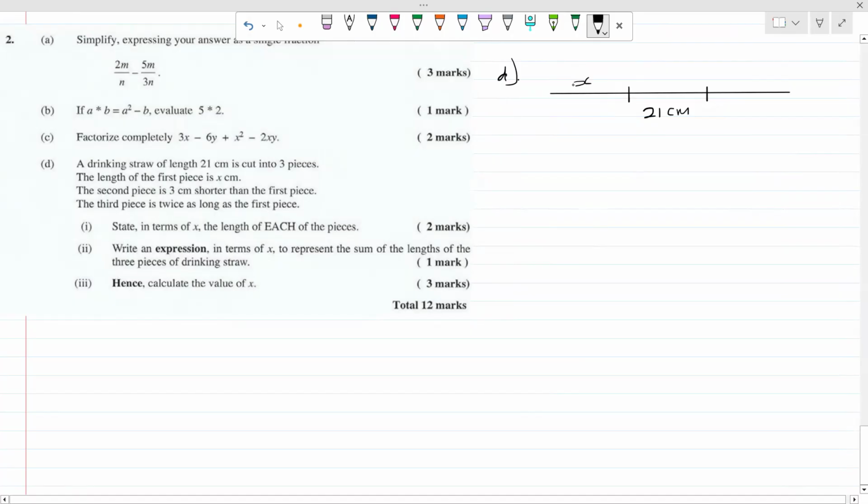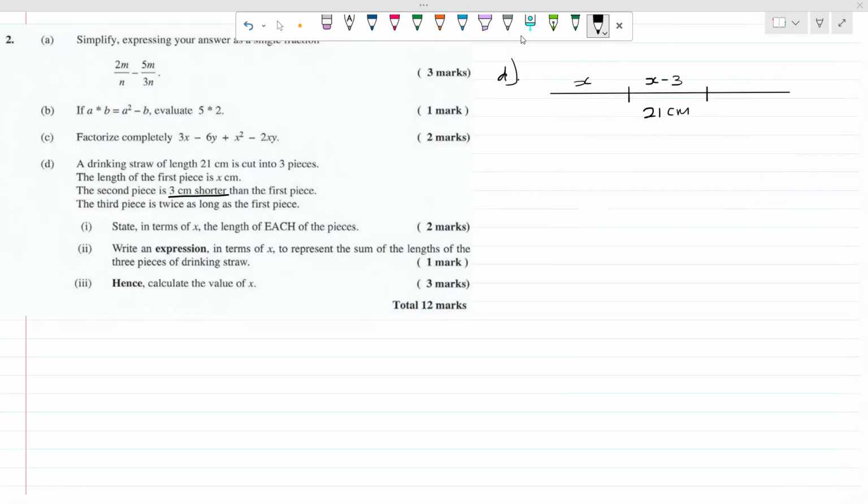Now, I don't want you to assume that it's even, because the other sentences here are telling us something. The second piece is 3 centimeters shorter than the first piece. So this other piece is x minus 3. Everybody with me so far? Give me a thumbs up if you're with me.